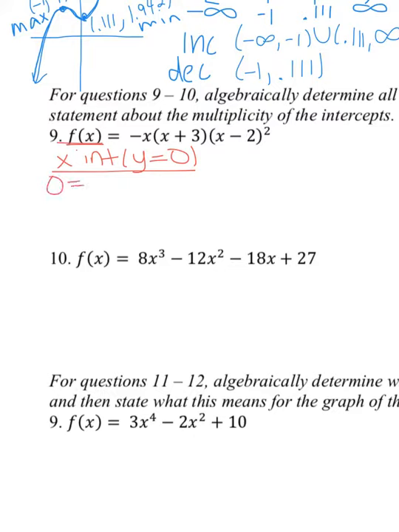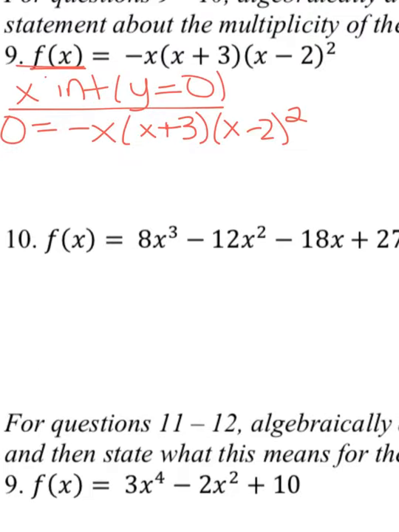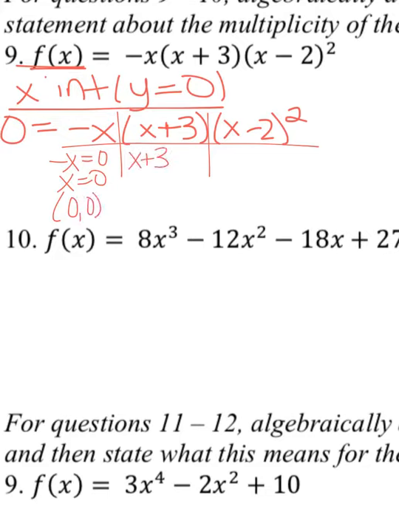So 0 equals negative x times x plus 3 times x minus 2 squared. So what I was about to say is that with this being in factored form, it makes it a lot easier for us because we just have to set each of these factors equal to 0 and solve. So negative x equals 0, that gives me x equals 0. Write it as the coordinate 0, comma 0. x plus 3 equals 0. Gives me the root, x equals negative 3. The intercept, though, is negative 3, comma 0.